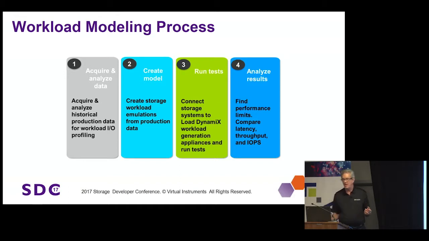And then what we do, we analyze after we run the tests, find the performance limits, compare latency, throughput, IOPS. Those are the key performance indicators we want to test for. Do this against multiple versions of a vendor's array, or in a bake-off situation with multiple vendors to help people make better decisions.